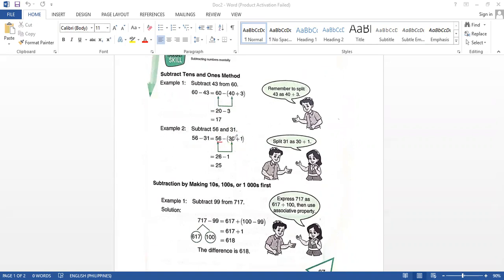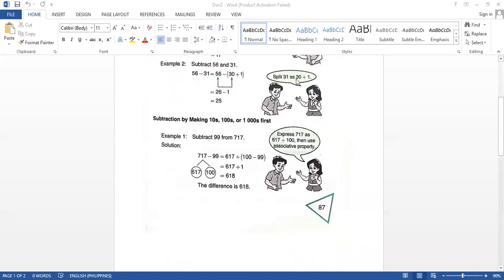Okay, so 56 minus 30. What's the answer? It's 26. So we're going to bring down 26. We don't forget to use the subtraction. So 26 minus 1 is 25. So that's how we subtract mentally using the tens and ones method. We use the split method here in order for us to subtract numbers easily. Okay? Now, how about this one?